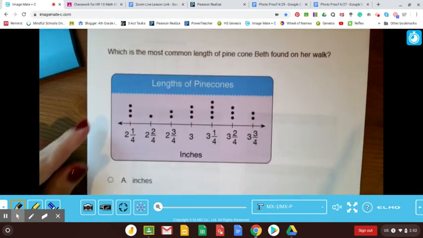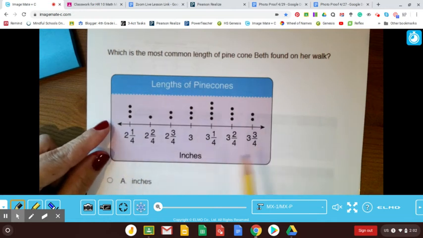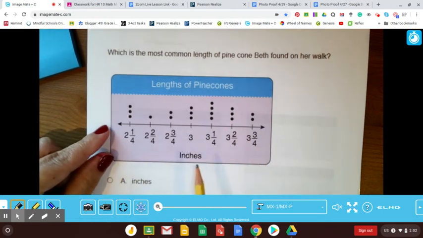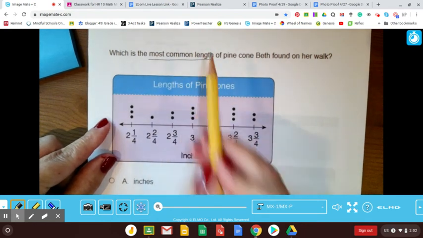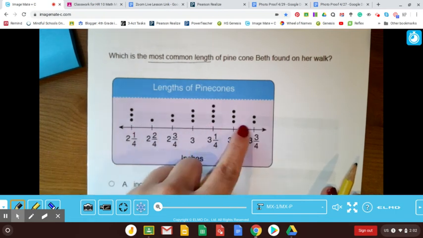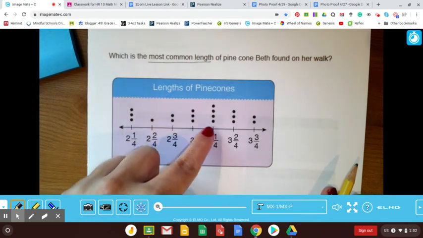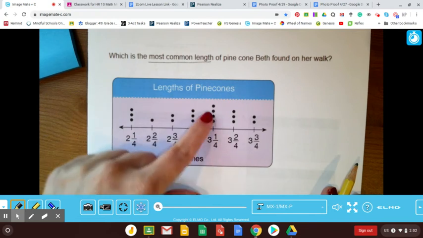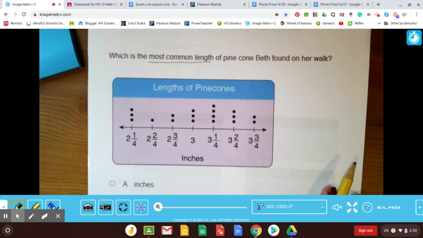All right. This next question, item 3, is a line plot showing the lengths of pine cones that Beth found when she went out on her walk. And it's asking for the most common length. So you're going to be looking at the numbers up here, and these little dots are the actual pine cones. Which one was the most common length? You're going to find that, and that will be your answer, right? Whichever one has the most.